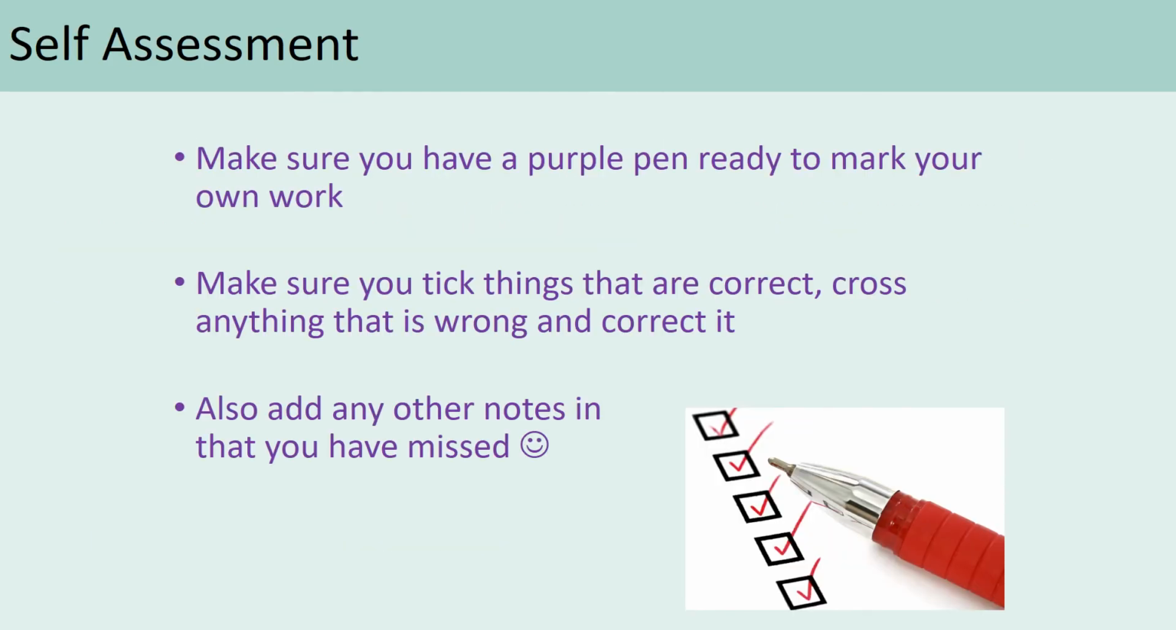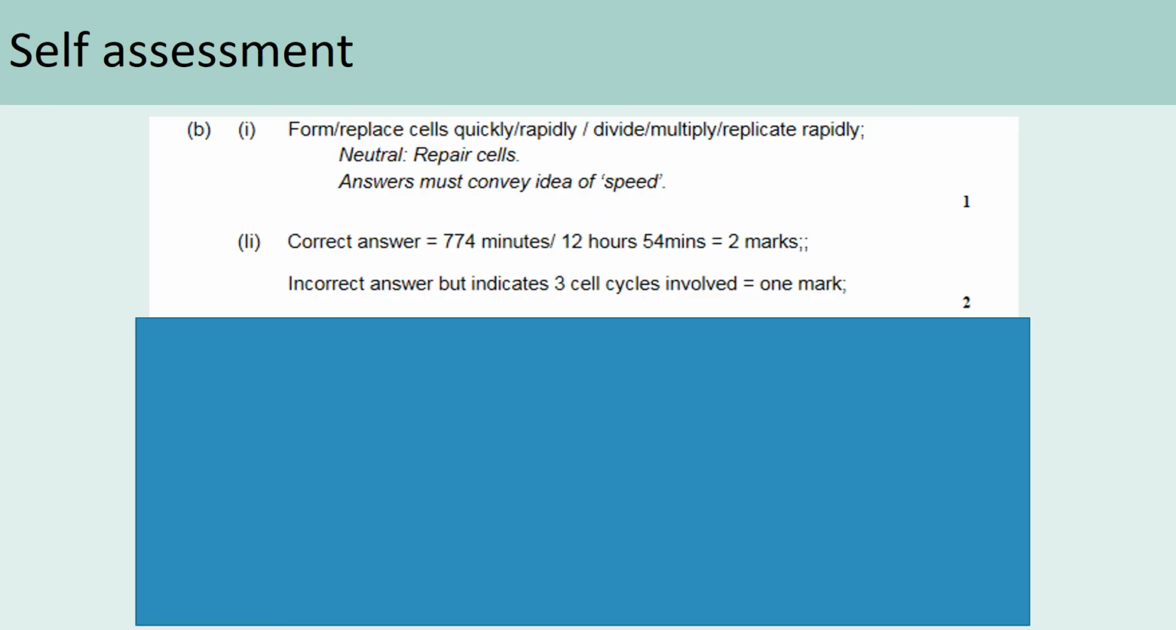Right, so you don't have to use a different colour pen, but if you have one available, it's just a nice easy way to see what you are getting and what you're not still getting. So you can have a look back, but we're going to have a look at the answers to those 2 questions. The first question was: explain the advantage of these cells completing the cell cycle in a short time.